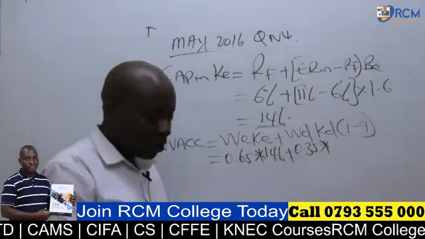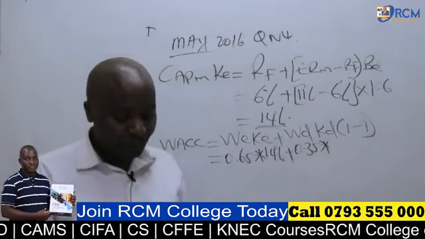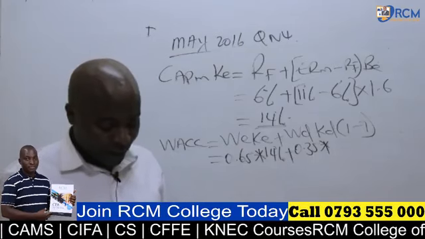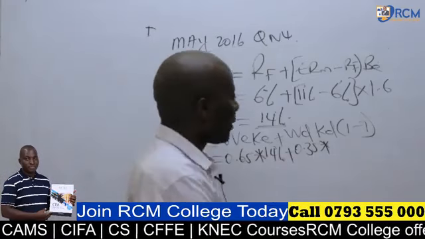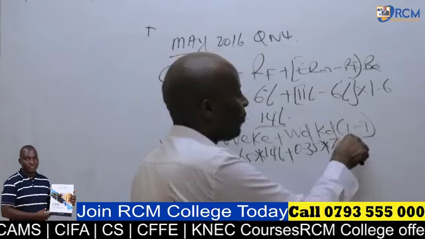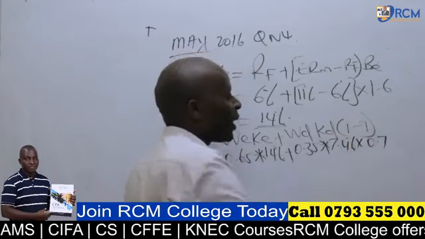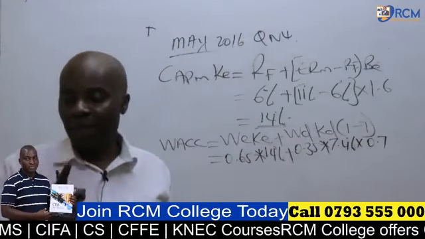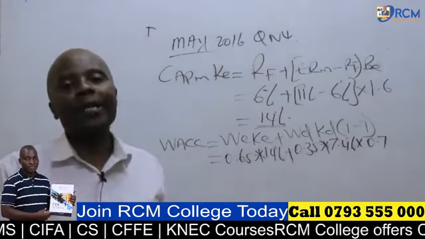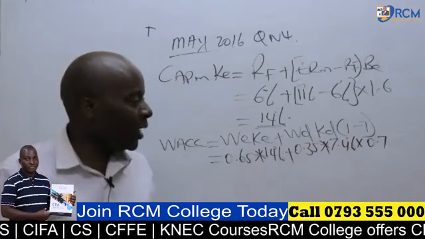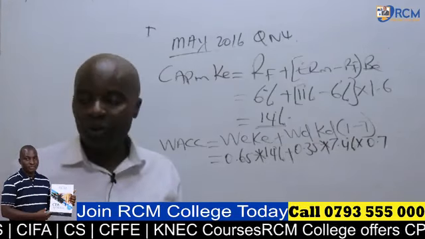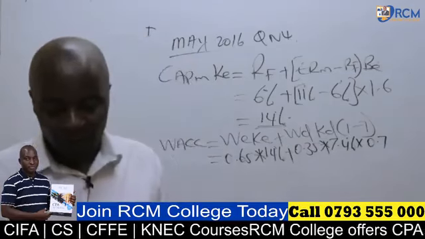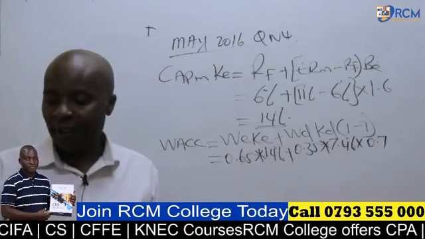Cost of debt has been given. They have given us cost of debt as 7.4%, times 0.7 like that. Why 0.7? Because taxation has been given as 30%. So 1 minus 0.3 gives me 0.7.